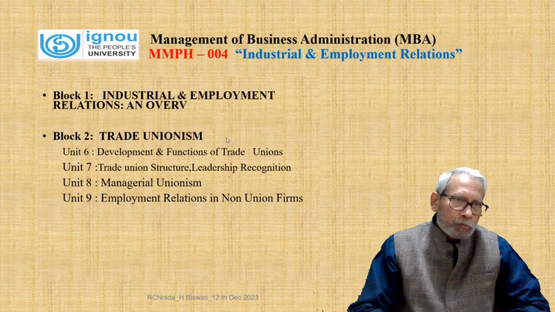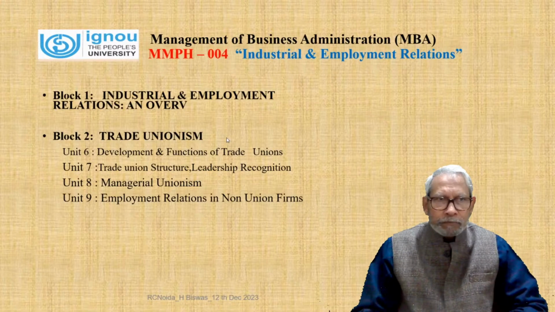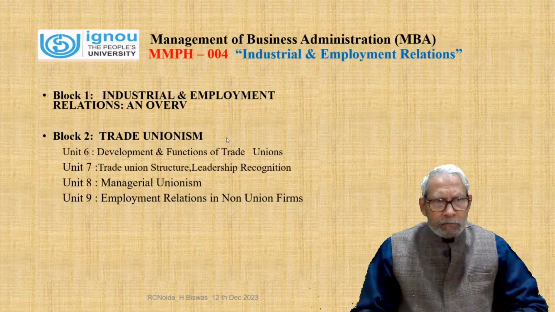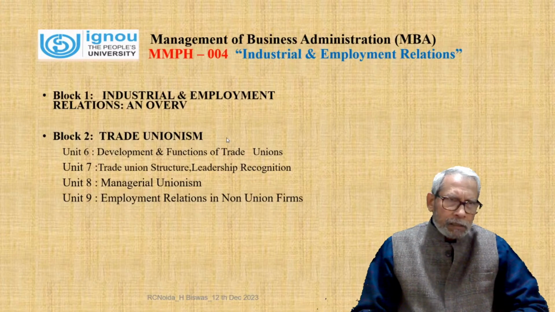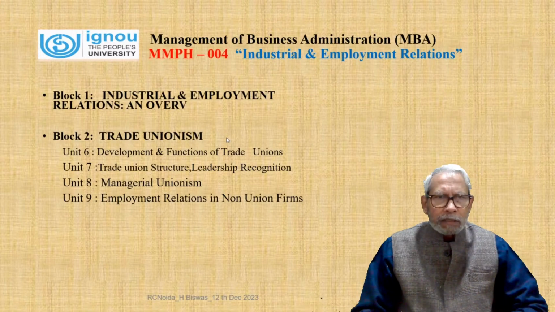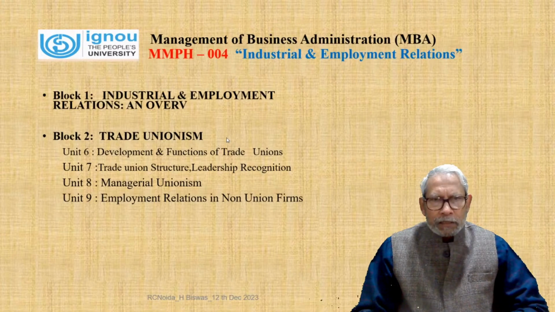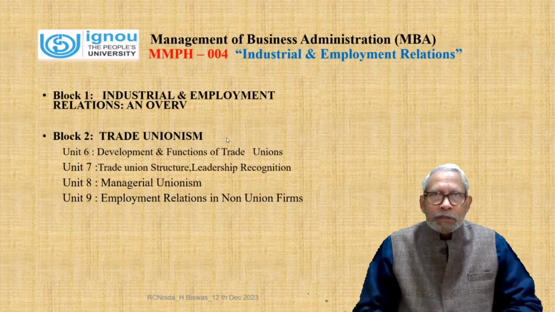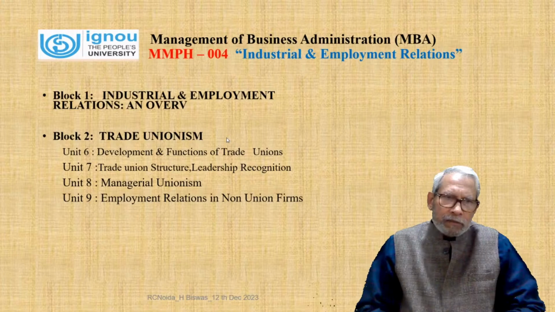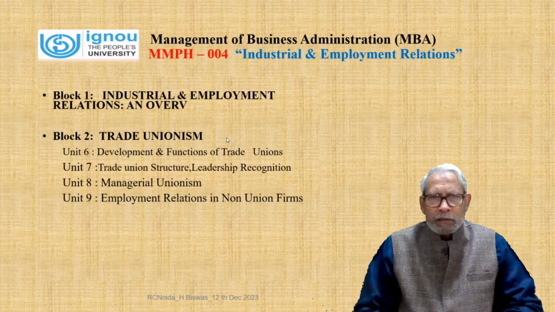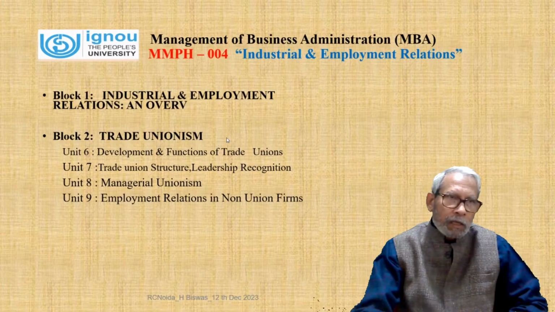And block number 2 is trade union, where there are another 4 units: units 6, 7, 8, 9. Unit number 6 is the development and functions of trade unions. Unit number 7 is trade union structure, leadership and recognition. Unit number 8 is managerial unionism. Unit number 9 is employment relations and the non-union sector.